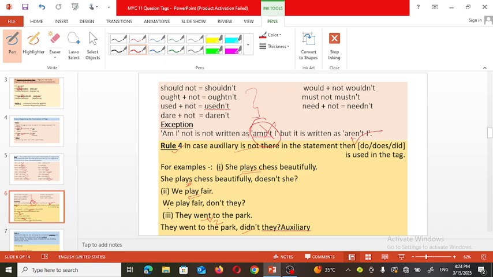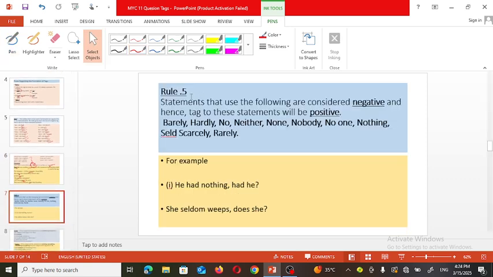Now see the next example. We play fair. So, don't we? As the statement is positive, the question should be negative. They went to the park. Went. Go is the first form of the verb. Went is the second form of the verb. Means the sentence is in simple past tense. So they went to the park. Didn't they? Question mark.